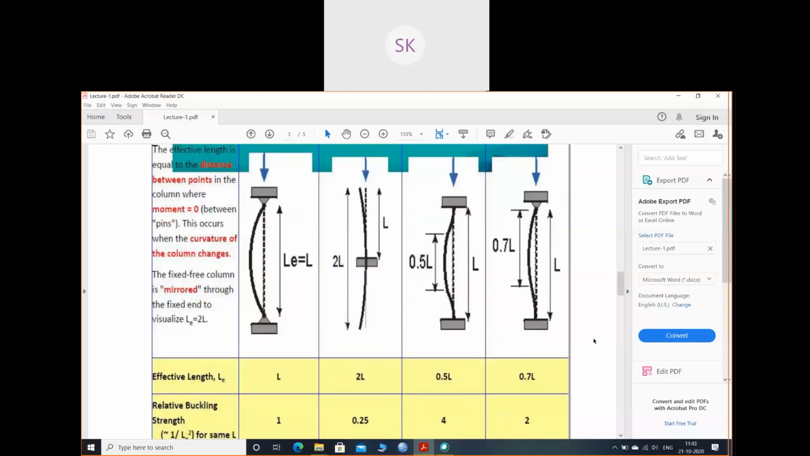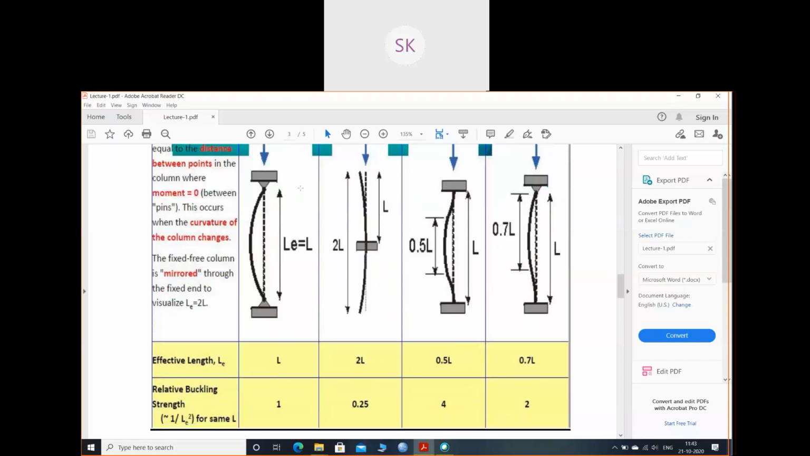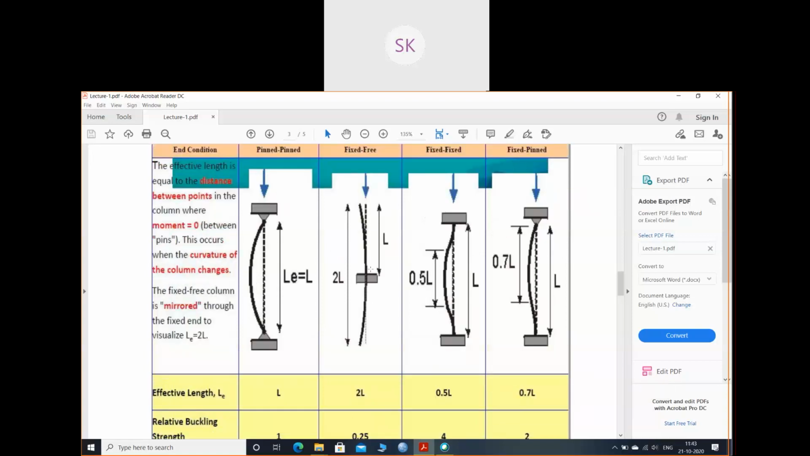Note once again, these are the values. For this, the effective length will be L. For this, the effective length will be 0.5 of L, or half of L. When one end is fixed and the other is pinned, it is 0.7 of L. And when one is fixed and another is free, it will be twice of L.